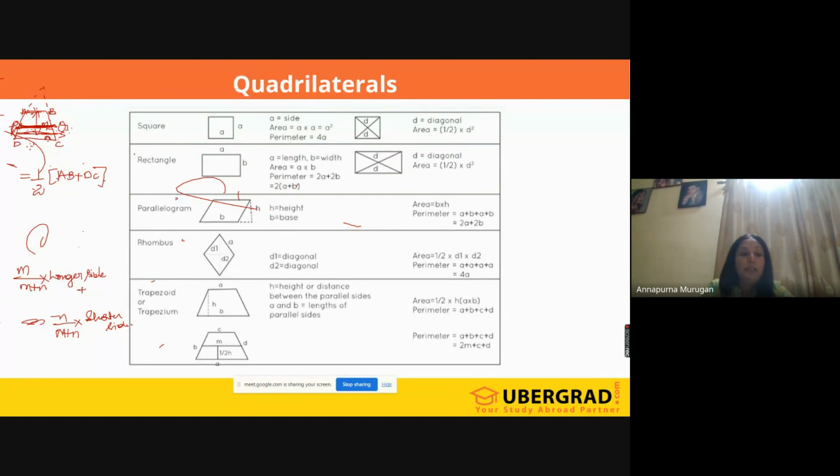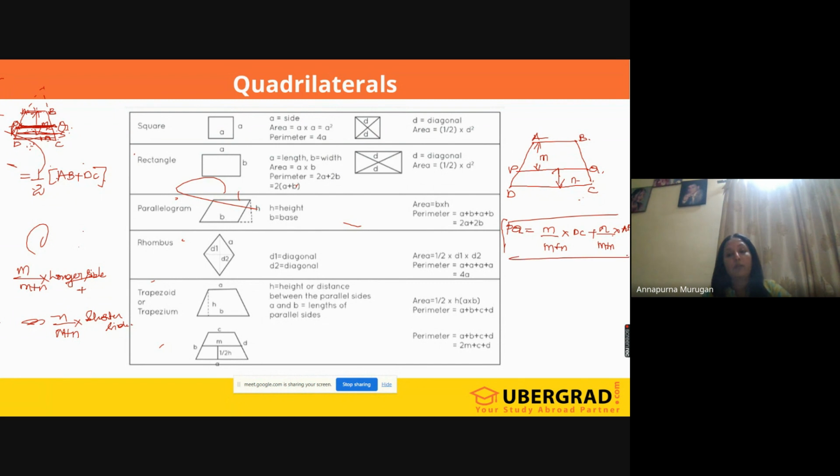So that means what? This greater portion is m by m plus n times the longer side, and this is n times. Let me draw it here properly. A, B, C, D. If I have a parallel line, where this division is in the ratio m and this in the ratio n, let me take PQ. Now PQ length is given by what? PQ will be equal to m by m plus n into the longer side, which is DC, plus n by m plus n into the shorter side. This is how we are going to get this. Getting it? So this is what we have.